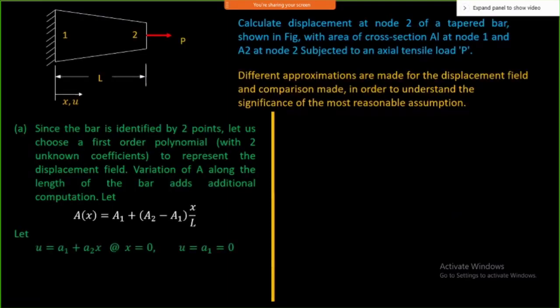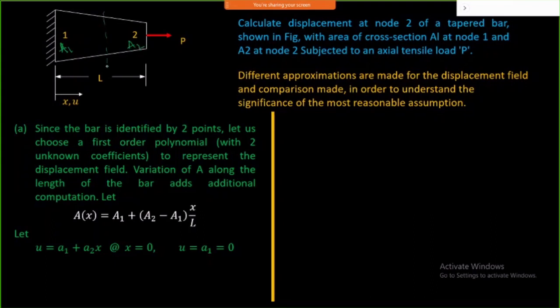So we'll now look at one more example on a similar case. Here the example is a stepped bar, nothing but a bar having a variation in the cross section. Here the area of cross section is A1. Here the area of cross section is A2.